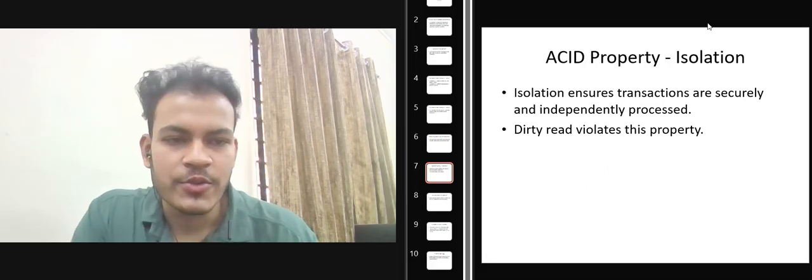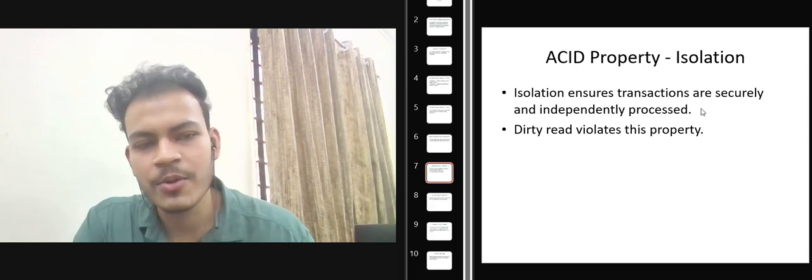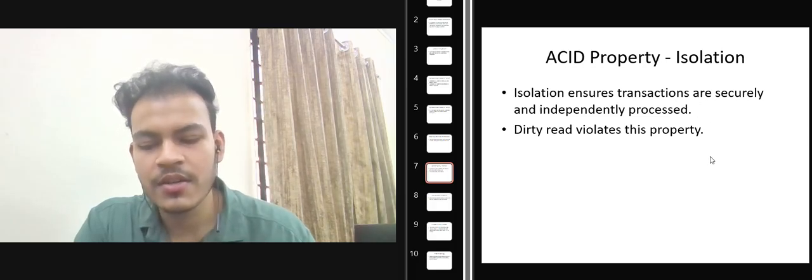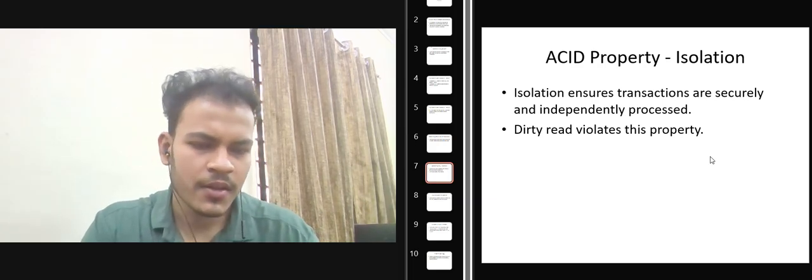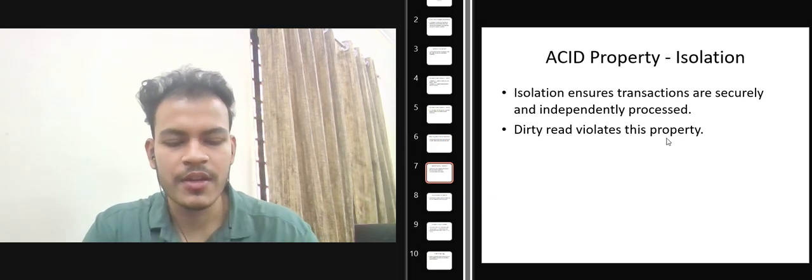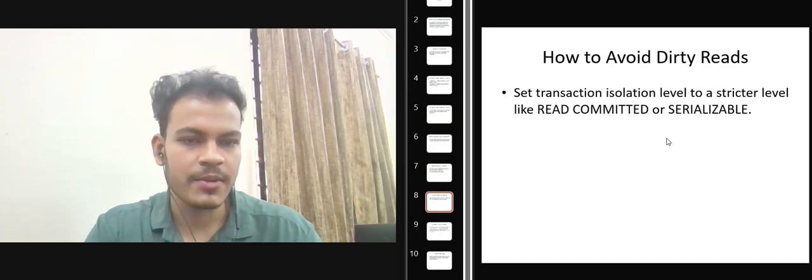ACID property isolation: isolation ensures transactions are securely and independently processed. Transactions should be independently processed, as we have seen in the example. The transactions will not interfere with each other. Dirty read violates this property. The ACID property is being violated.